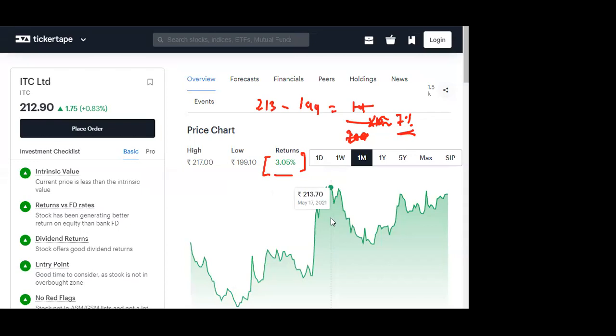May 14th to May 17th, not even 2 weeks. Just 2 weeks, right? So think about it. In 2 weeks, you are getting 7%. If someone calculates like this, 7% in 2 weeks, what will happen in 1 year? It will be a big amount, right?